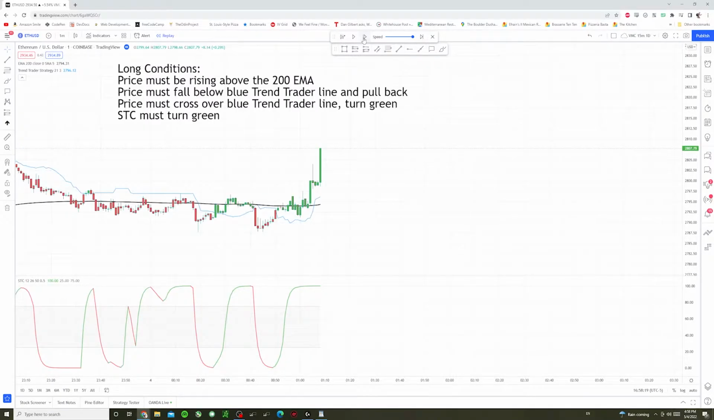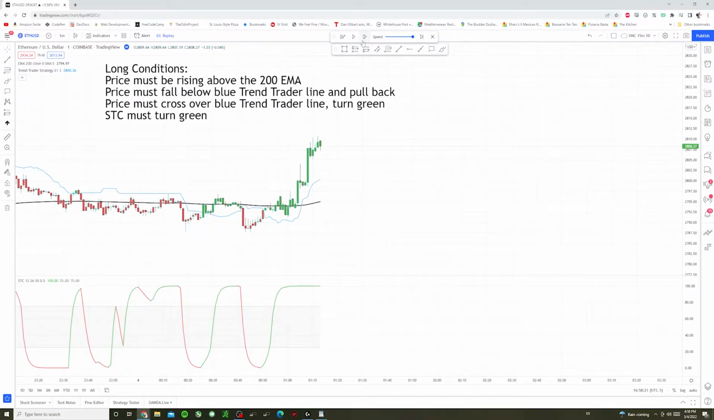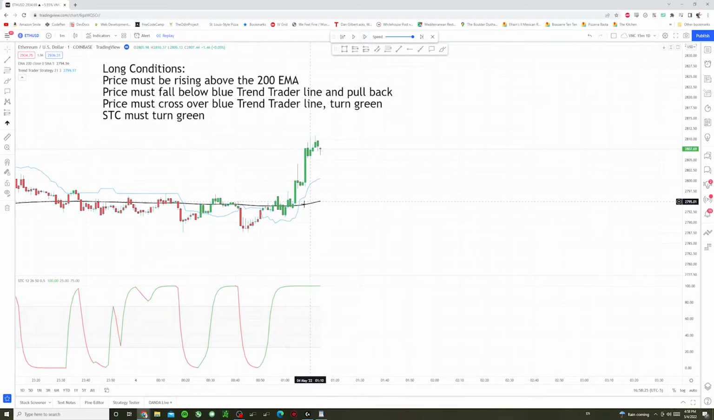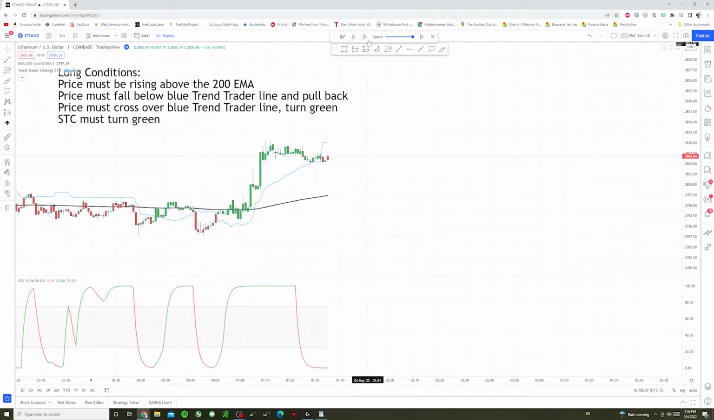So I'm going to go ahead and skip ahead here and ensure that we are indeed above the EMA and that the 200 EMA is pointing up. And we are starting to see that now. We're starting to see some red candles.